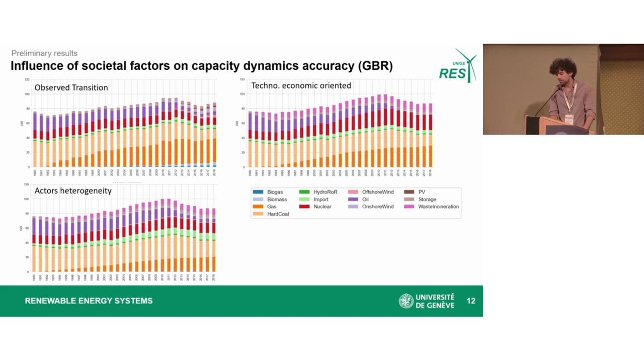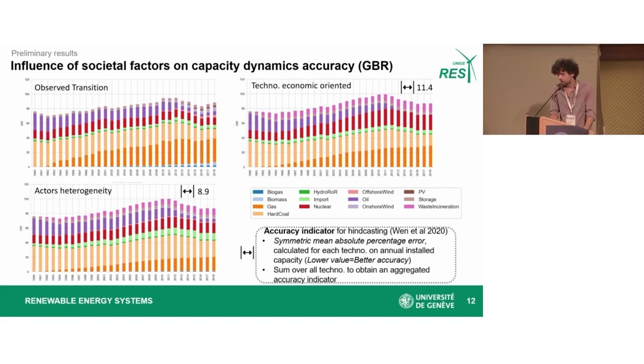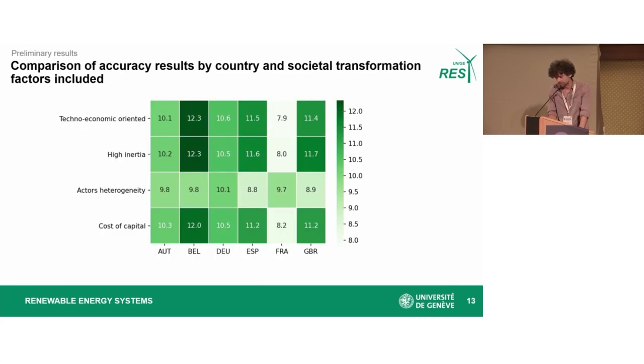Then we compare the hindcasting performance using an aggregated accuracy indicator, for which the lower the value, the lower the deviation from the past observations and the better the accuracy. What we see basically is that when we include the actors' heterogeneity factor, the accuracy value is lower compared to the observed transition. It's because it allows us to better capture the recent increase of renewables in Great Britain from 2010.